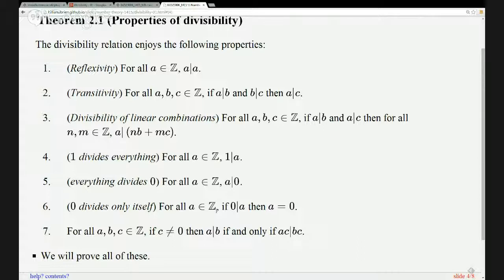All right then. 1 divides everything. Okay, well, this can be quick. Why does 1 divide everything?